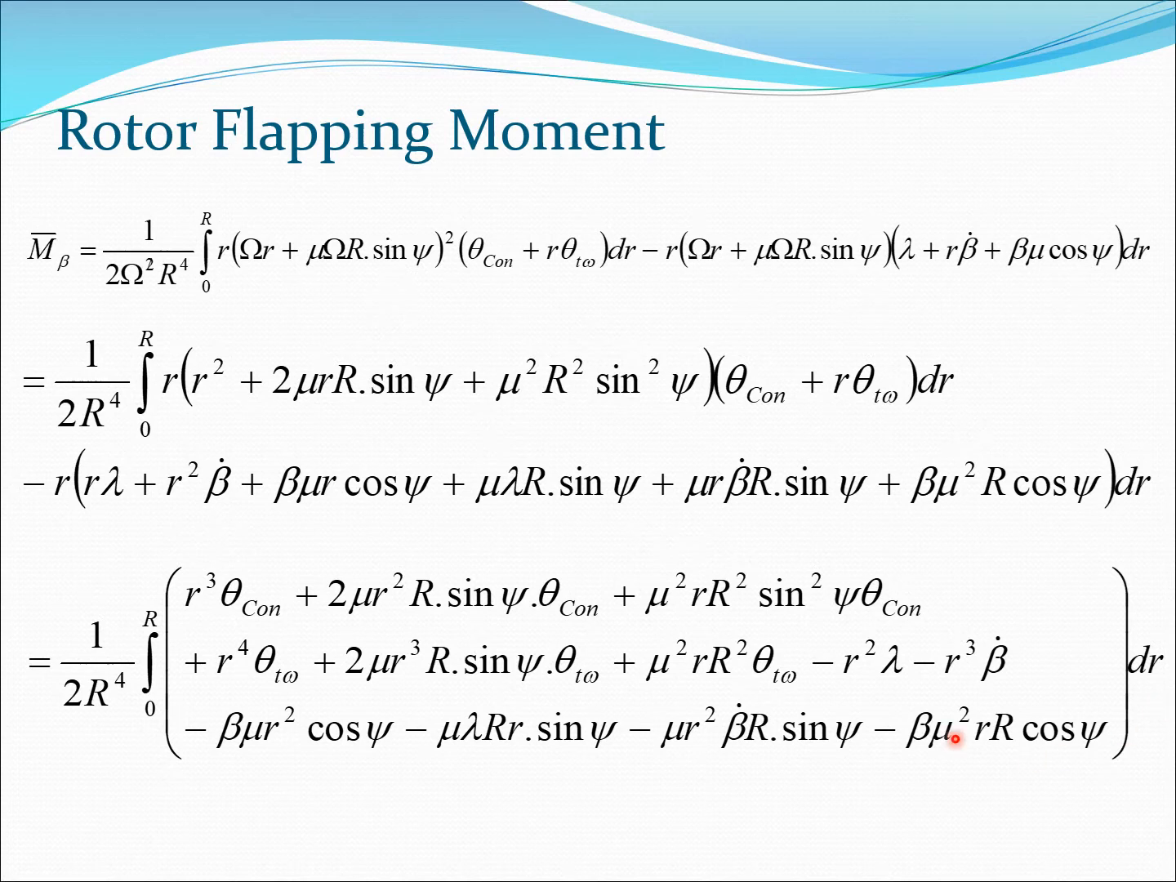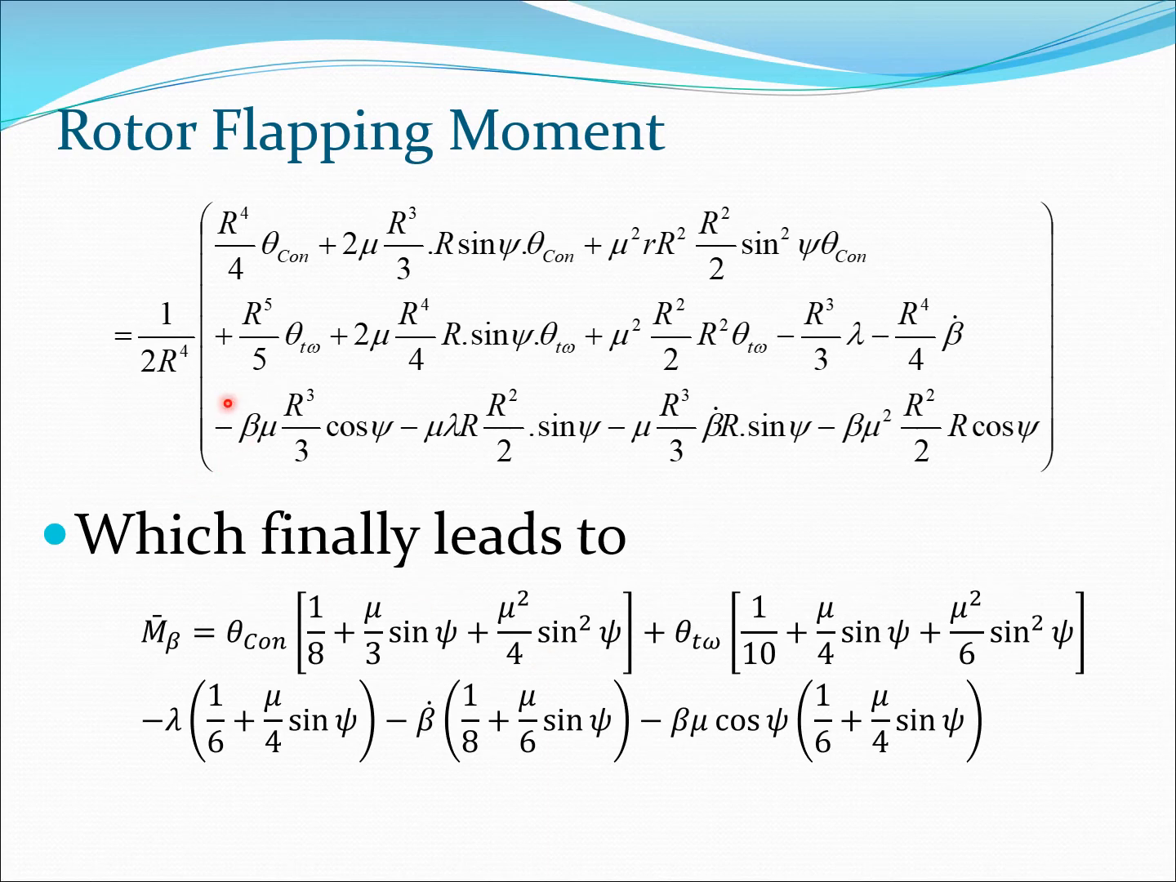Okay, so now this becomes a problem which is typical of calculus 1 and calculus 2 type of courses in the engineering colleges. So you do that particular integration and you get this expression here, that is the rotor flapping moment, and finally we can write m beta bar in this form.